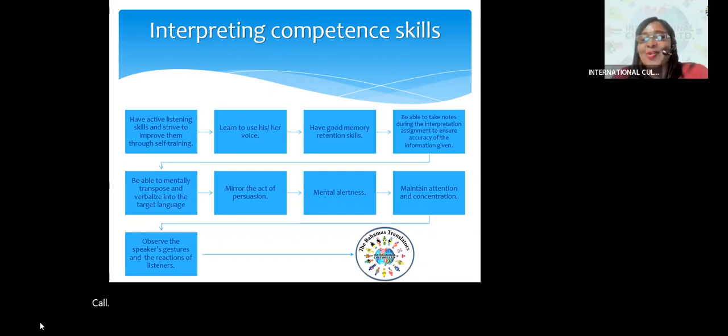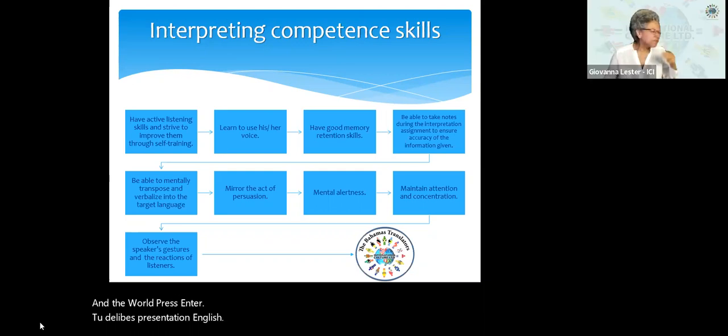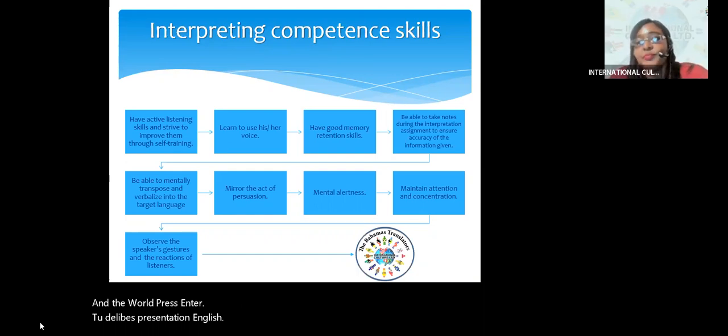I recall interpreting at a conference for brain standards. It was highly technical. And there was a presenter who spoke Russian, but he decided to deliver his presentation in English. And he thought he spoke English accurately enough to deliver the presentation.